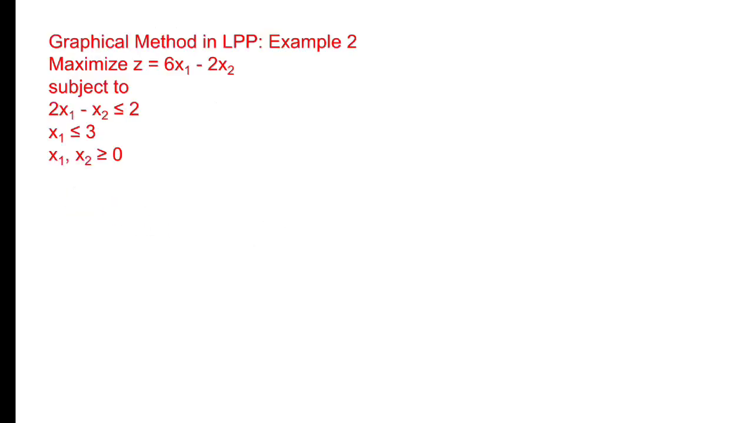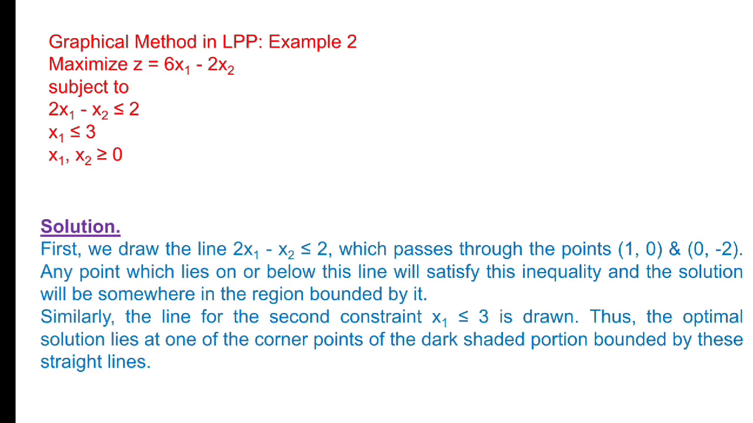Then another example will be considered: 2x1 minus x2 less than or equal to 2, which passes through these points. Similarly, putting x1 equal to 0 and x2 equal to 0, we will get two points, 1 comma 0 and 0 comma minus 2. Any point which lies on or above this line satisfies the inequality, and the solution will be found in the region bounded by it. Similarly, another one, x1 less than or equal to 3. Here there are no x2 values. This is a straight line, x1 equal to 3, which you have to draw.